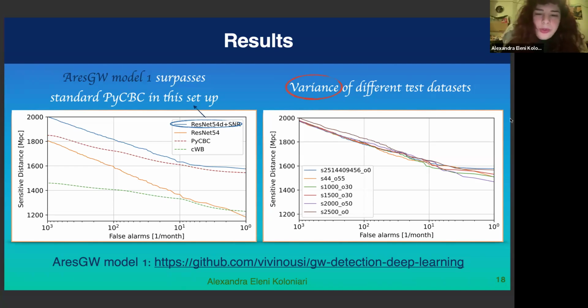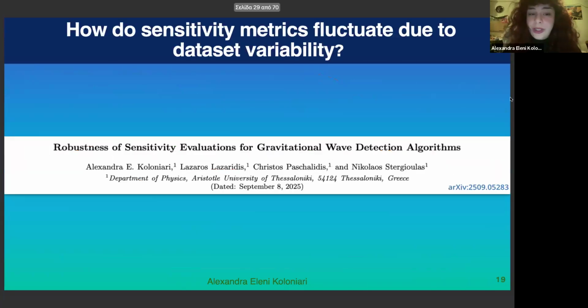But now I want to insist a little bit more about the variance because it's actually very important, even when we do comparisons, even when we actually try to evaluate a pipeline. So we need to know how sensitivity metrics fluctuate due to dataset variability. And this is actually our latest work, Robustness of Sensitivity Evaluations for Gravitational Wave Detection Algorithms. This is a work by me, Lazaros Lazaridis, Christos Paschalidis, and Nikolaos Terioulas.